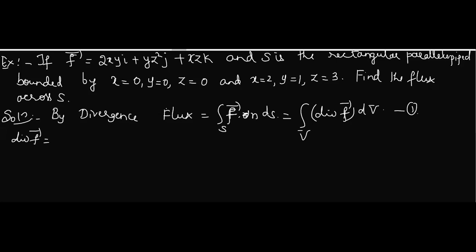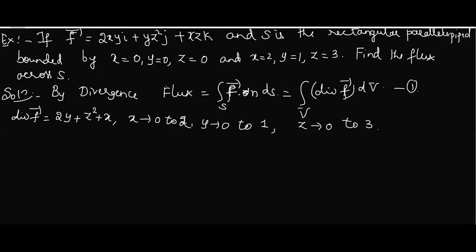So derivative of 2xy with respect to x means 2y. yz square with respect to y means what? z square. xz with respect to z means x. Check, divergence is same. And the variations of x, y, z are given very clearly. All are constant. x is varying from 0 to 2, y from 0 to 1, z from 0 to 3. Don't interchange. Take them same.